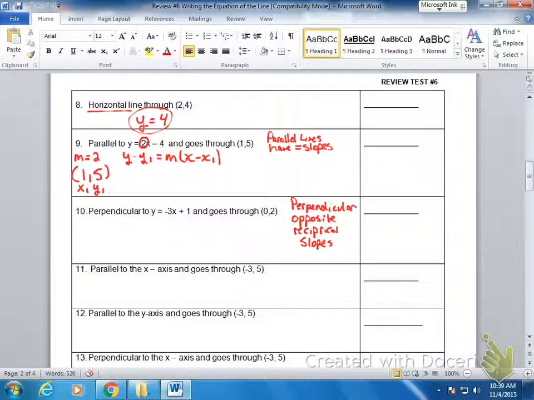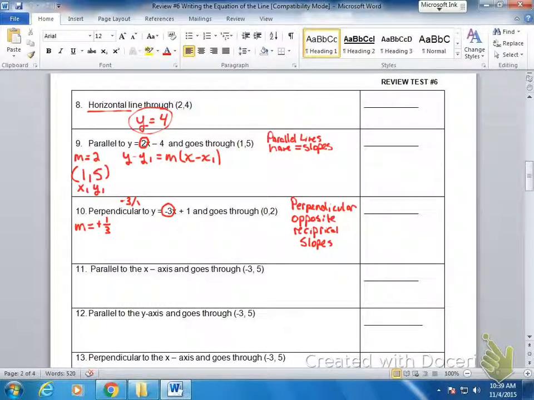So if we look at this first one here, the slope that they give us is 3. Well, I need the opposite of negative, so that's positive. And remember, if you have -3, that's the same as -3 over 1. So we have positive, and the reciprocal is 1 over 3.